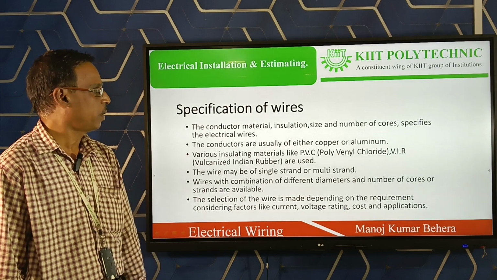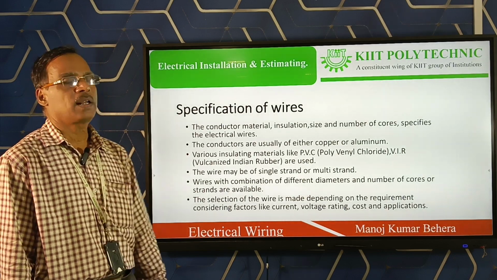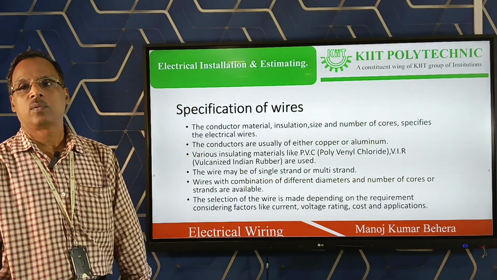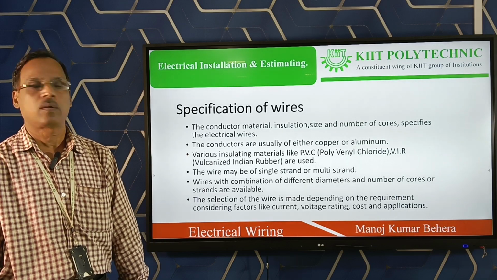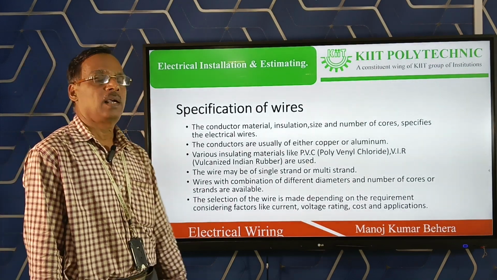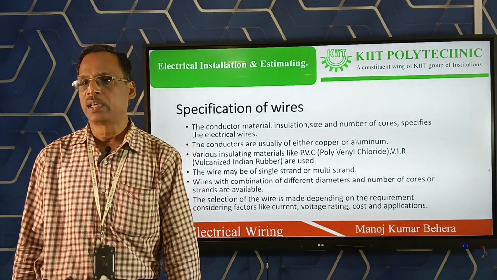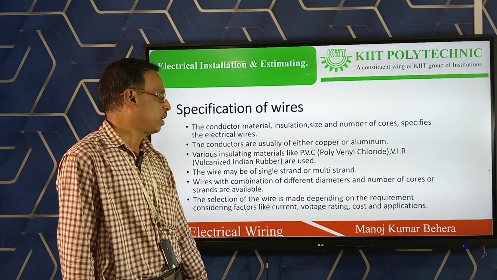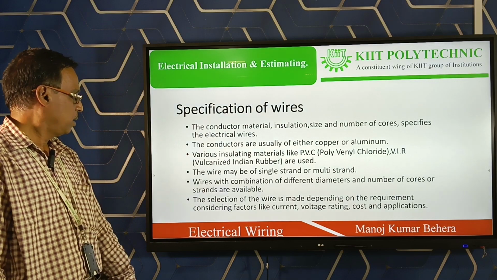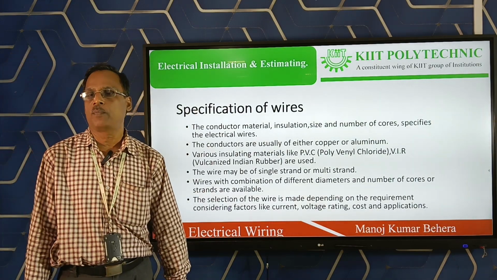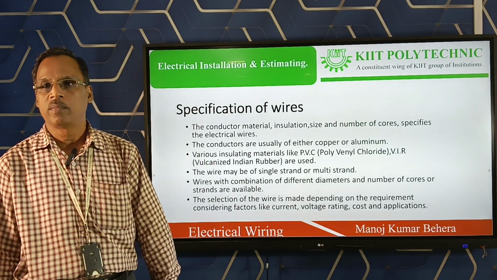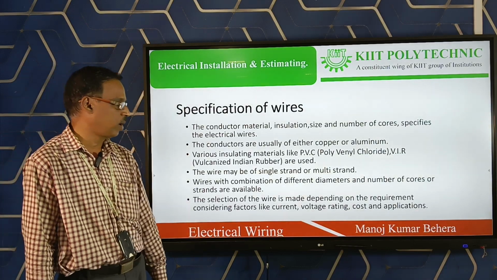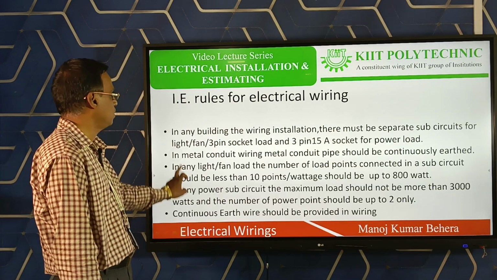What are the different specifications of the wire? Conductors are made of aluminum or copper, and various insulating materials are used to cover them. Generally the insulating material is polyvinyl chloride, which is used nowadays. Wires are made of strands, so it may be a single strand or a number of strands. Wires come in combinations of different diameters and different cores. The selection of the wire depends upon the current carrying capacity of the wiring, considering different factors like current, voltage rating, cost and different applications.